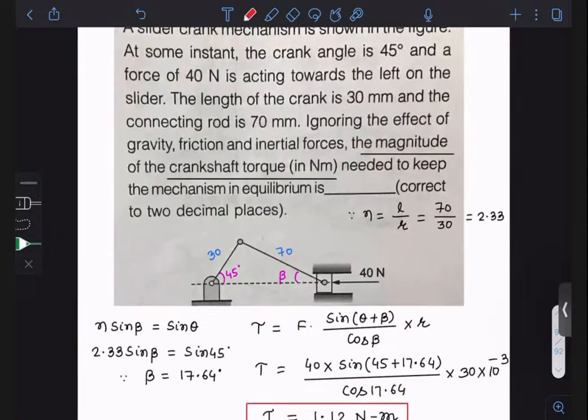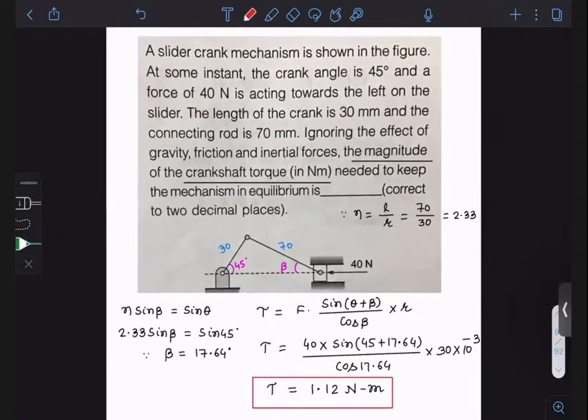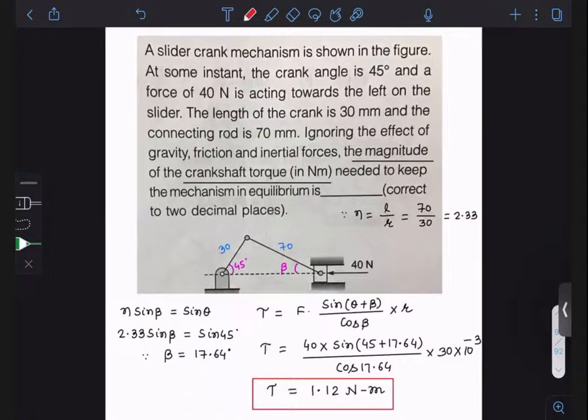This problem is done. So guys, now I am going to start another topic that is also very, very important. And I am going to start this topic. This is your flywheel. Flywheel is also a very important topic. So let's start, everyone, doing this question, flywheel.